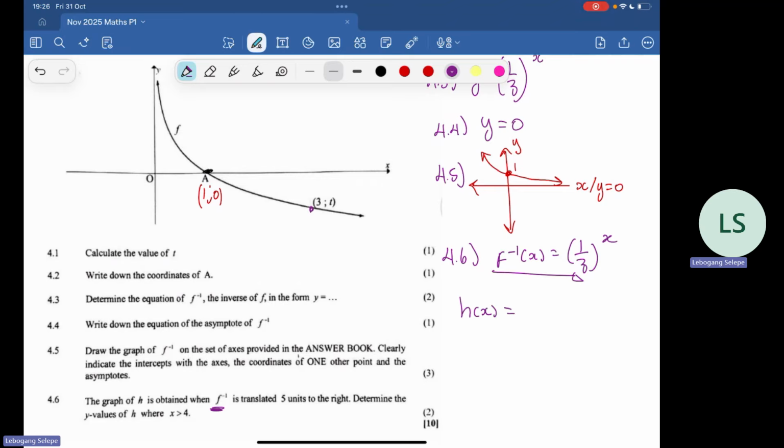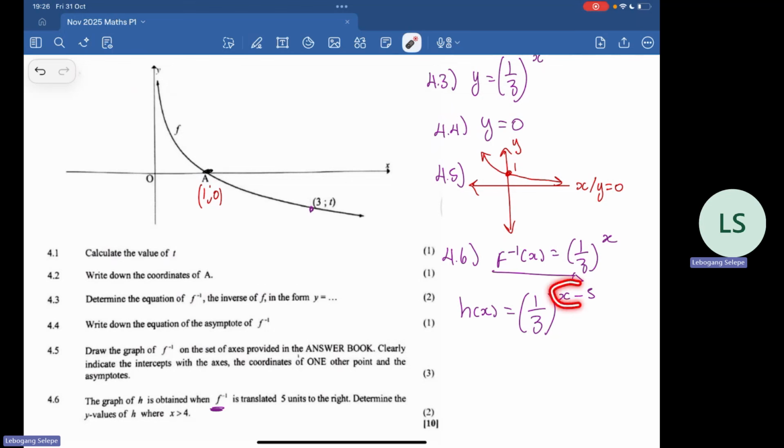So h at x would be 1 over 3 to the power x minus 5, because when I move a graph to the right, I must minus 5 from x, right? So when I minus 5 from x, I moved it 5 units to the right. So that would be the equation of h of x, right?